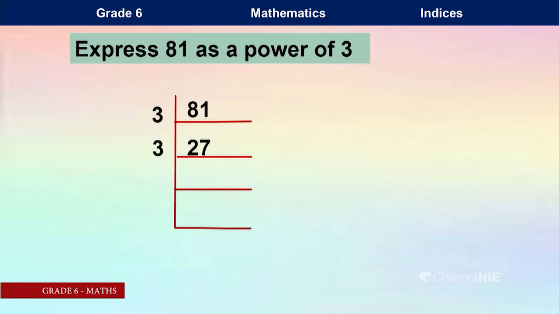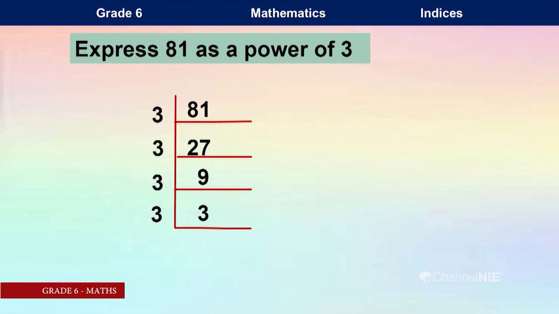27, again you have to divide by 3. Then what is the answer? That is 9. 9 you have to divide again by 3. The answer is 3. Then again we have to divide it by 3 because we have to write this as a power of 3. That's why, my dear children, we are going to divide this again and again by 3.